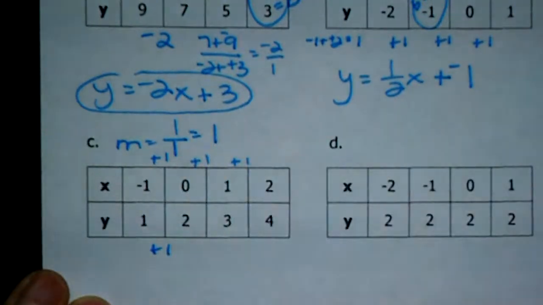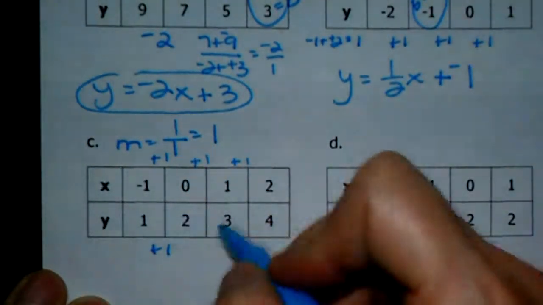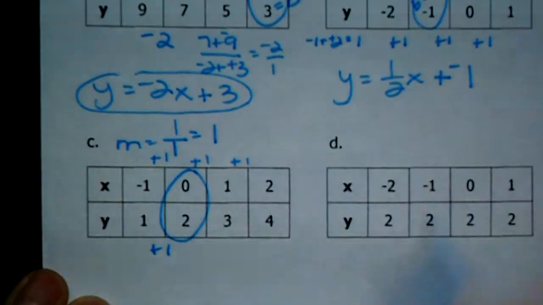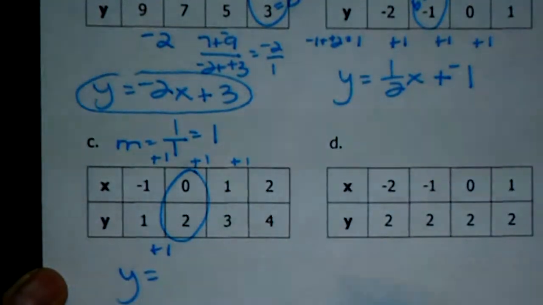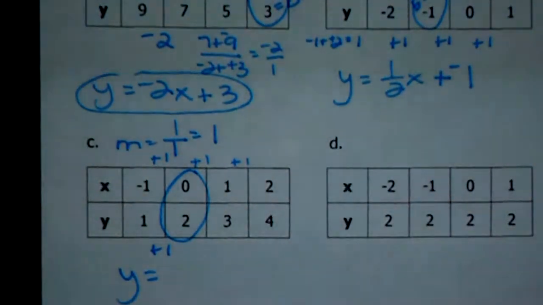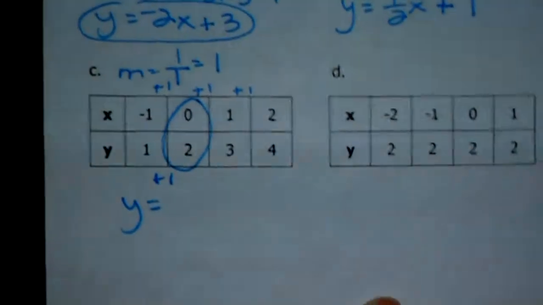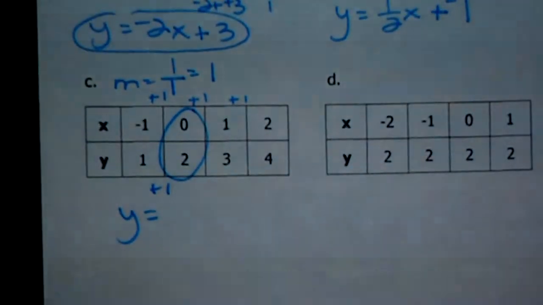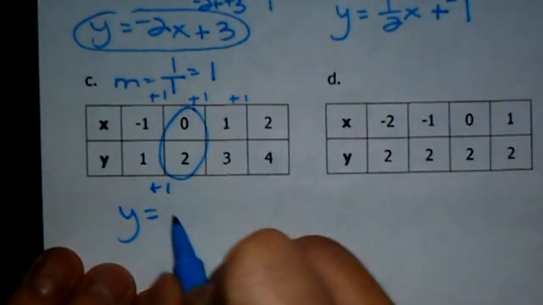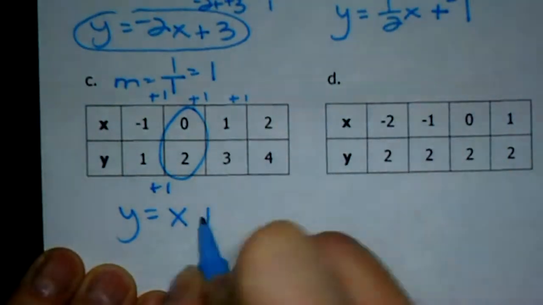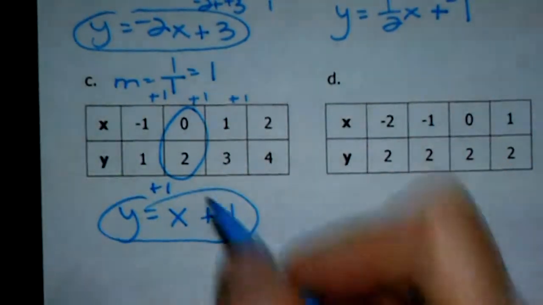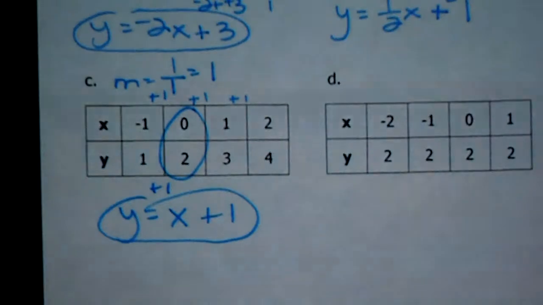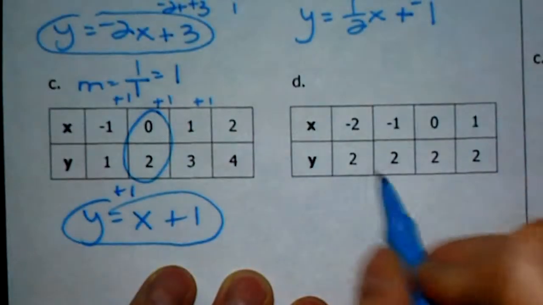That's just 1. Looking at the table for your y-intercept, when x is 0, y is 2. So we're going to write y equals, now do we need to write y equals 1x? No, we do not need to write y equals 1x, because 1 times x is x. So I'm just going to write y equals x plus 2 for that y-intercept. All right, one more of those. All right, change in y.